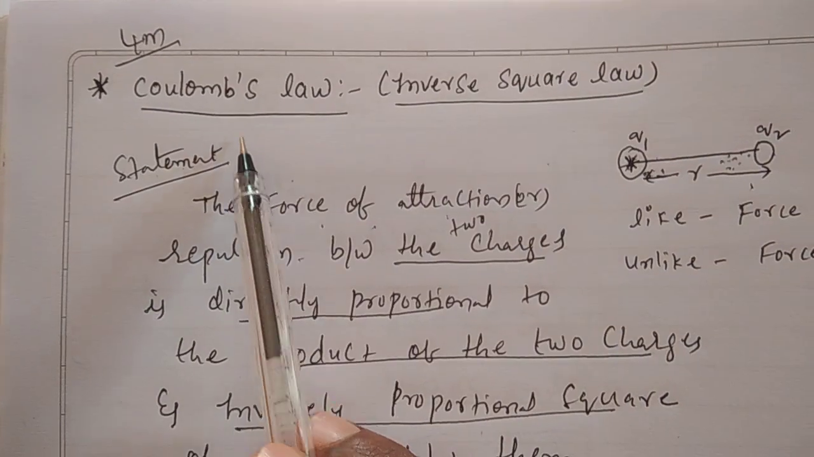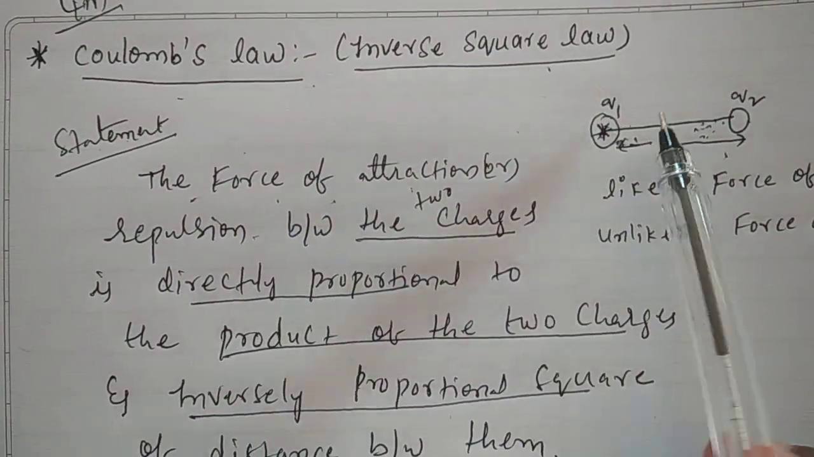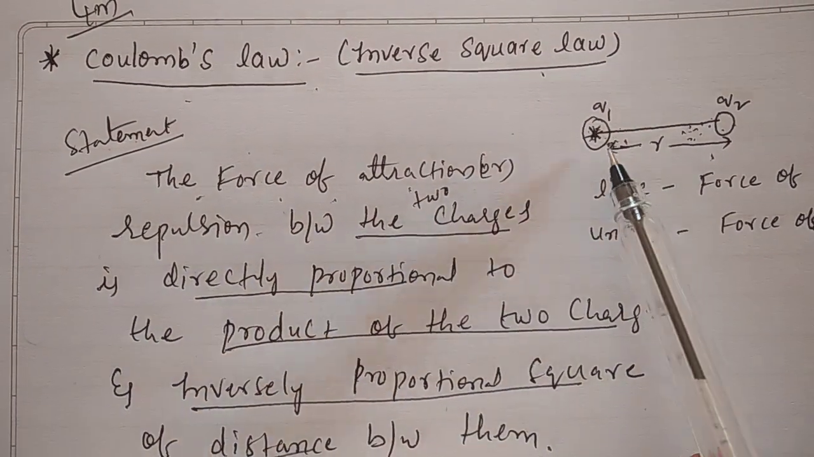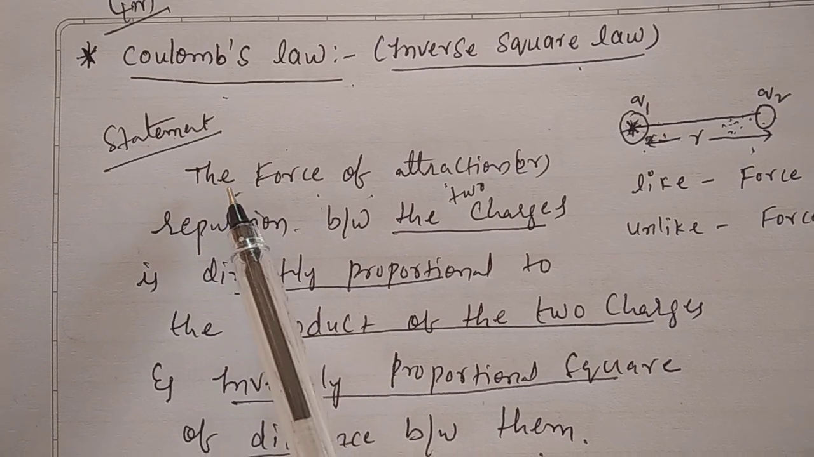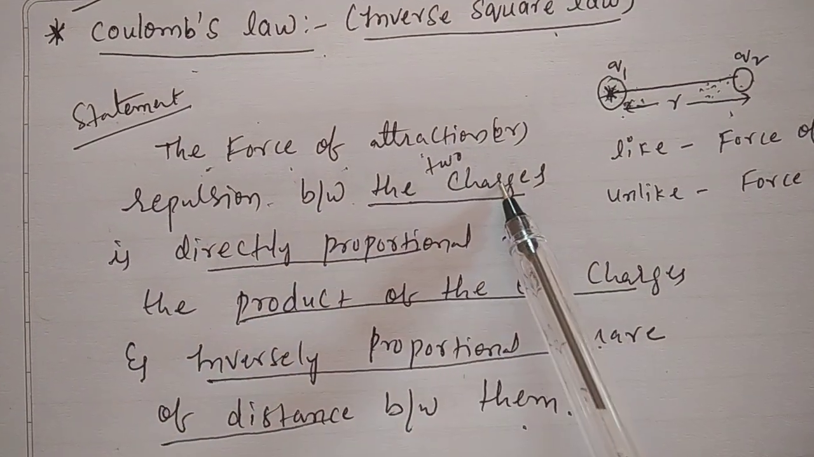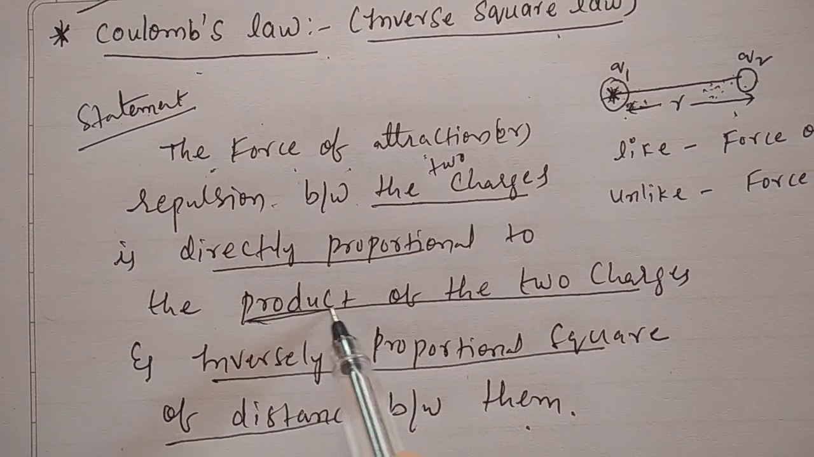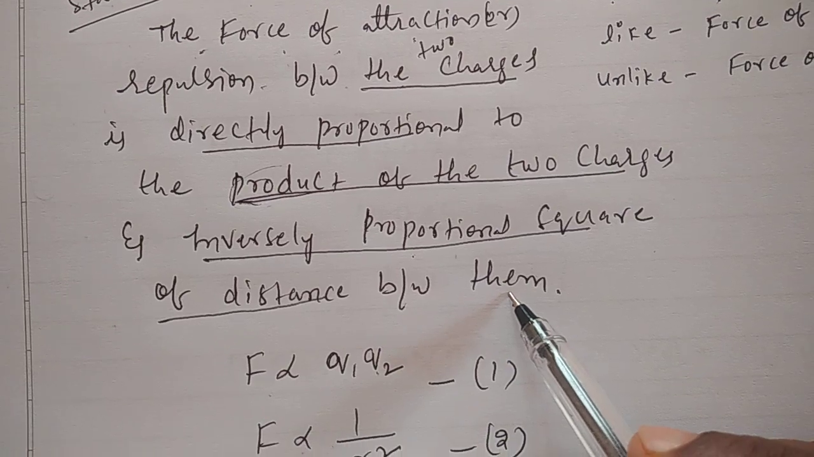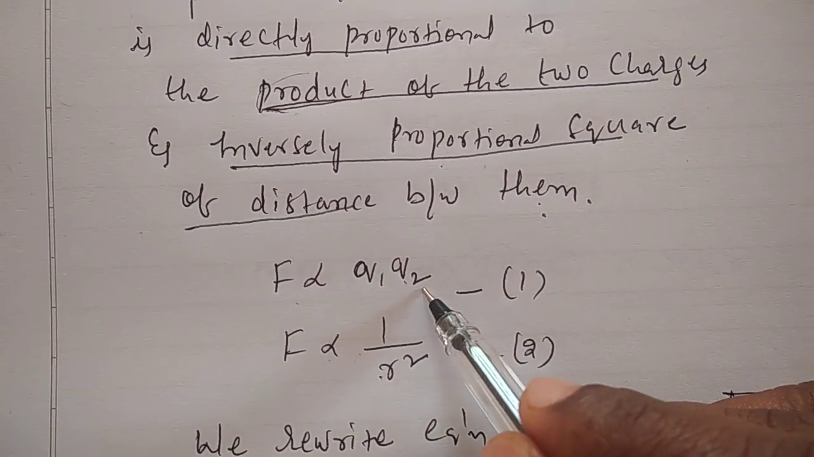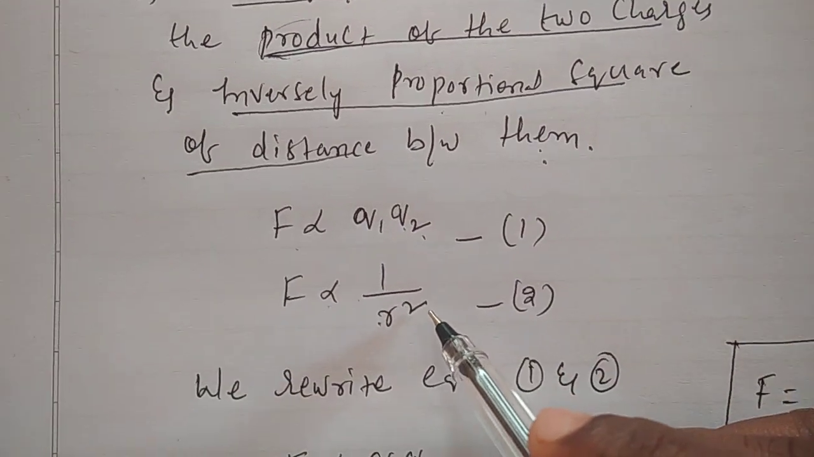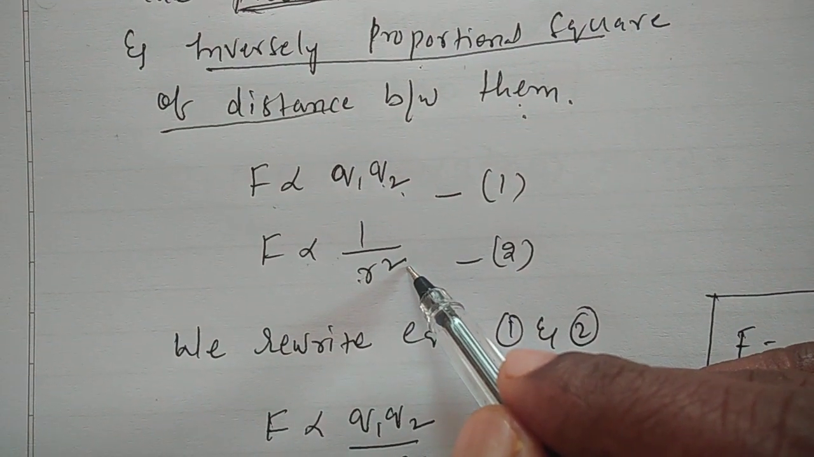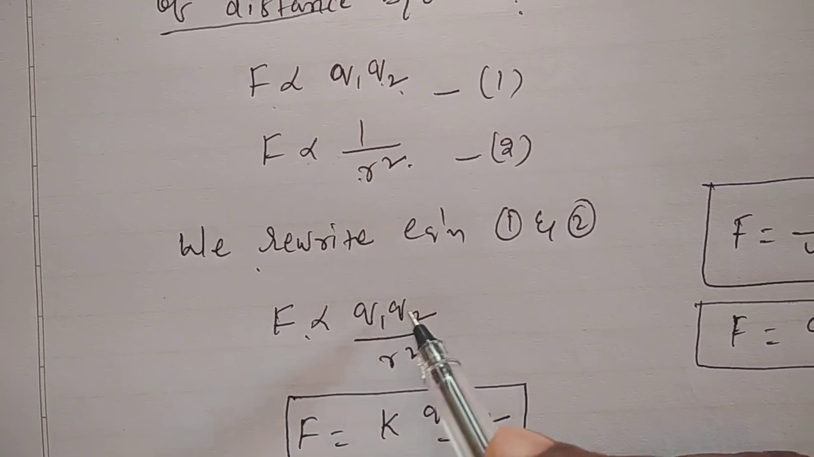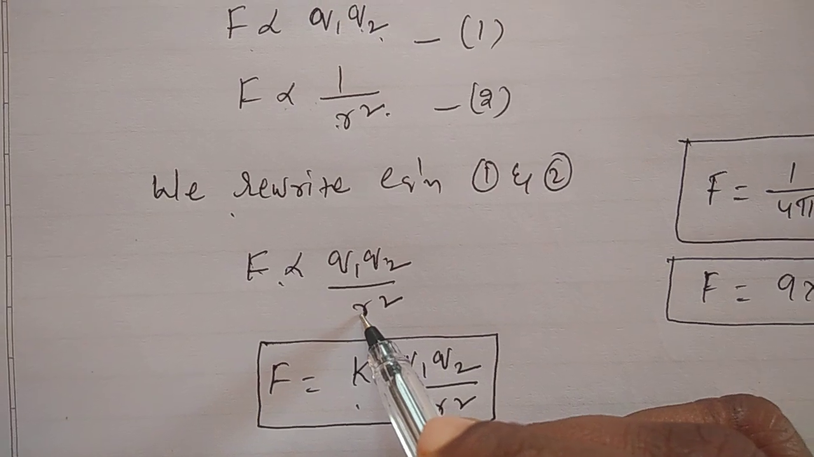Once again I repeat, Coulomb's law or inverse square law. We take two charges, like or unlike. The force of attraction or repulsion is possible. Statement of Coulomb's law: the force of attraction or repulsion between the two charges is directly proportional to the product of the two charges, the product being multiplied, and inversely proportional to the square of the distance between them. Now we write it mathematically: F is proportional to q1 q2 and inversely proportional to the square of the distance between them. We write equations 1 and 2: F proportional to q1 q2, F inversely proportional to r square.